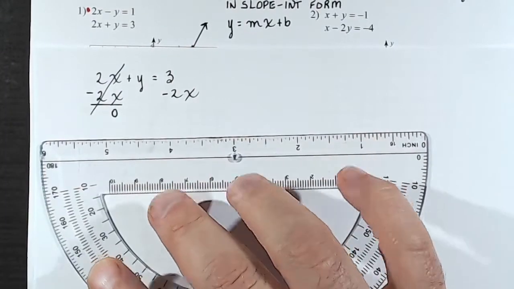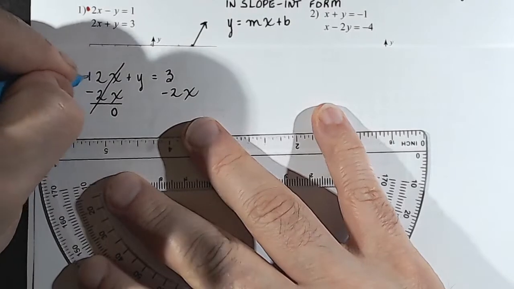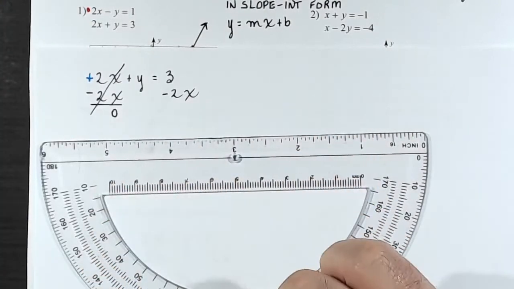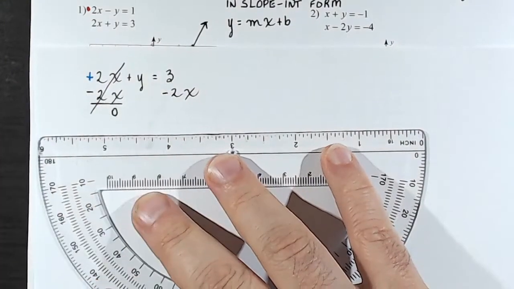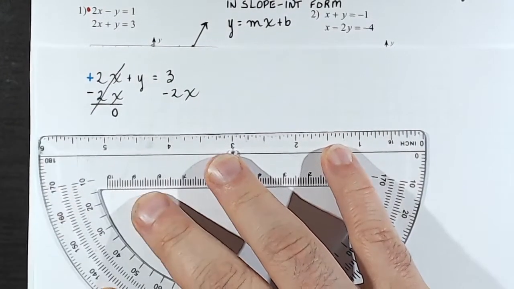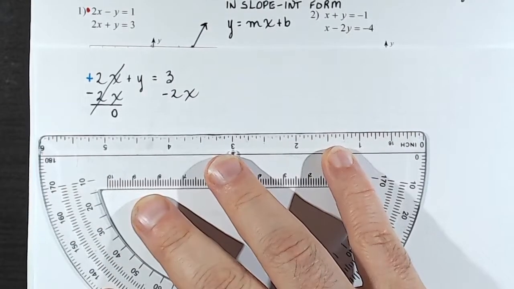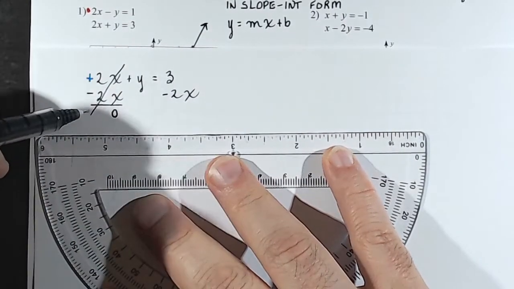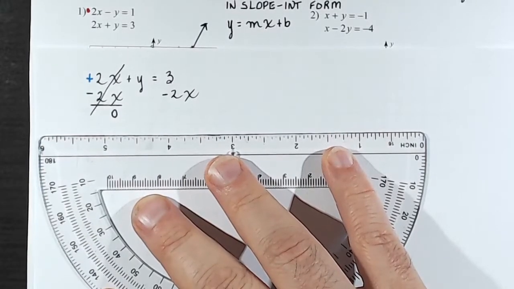The reason I chose to subtract is because hiding in front of the 2 is a plus sign. It's positive 2x. So that's why I chose to subtract. If it had said negative 2x right there, I would have added. And that's what's driving that decision. If it's positive, I subtract. If it's negative, I add. I'm going to do the opposite thing.